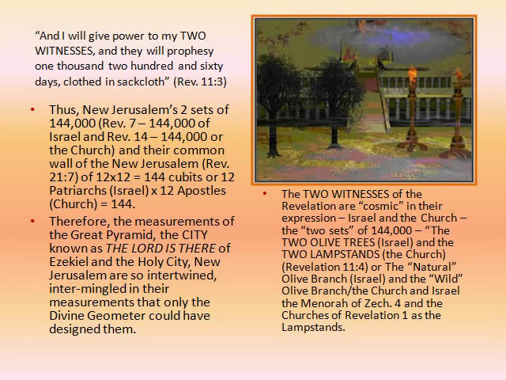Of 12 times 12 equals 144 cubits. Therefore, the measurements of the Great Pyramid, the city known as the Lord is there of Ezekiel, and the holy city, New Jerusalem, are all so intertwined, intermingled in their measurements that only the divine geometer could have designed them. The two witnesses of the Revelation are cosmic in their expression: Israel and the church, the two sets of 144,000, the two olive trees, Israel, and the two lampstands, the church. Revelation 11, verse 4.